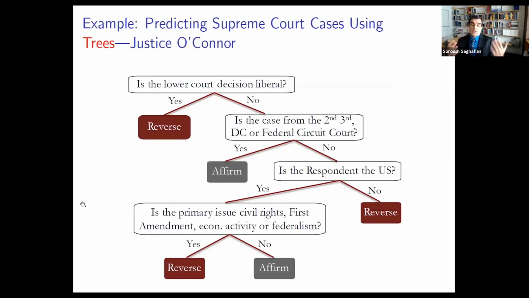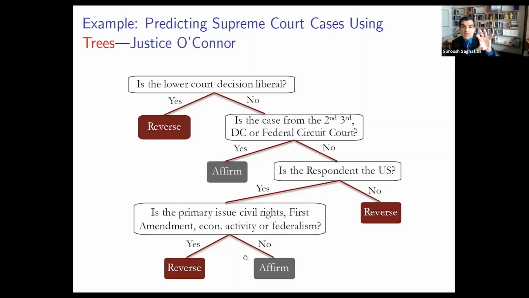And here you see that with random forests and decision trees, you can also come up with a representation of how justices decide. So this is for Justice O'Connor, who was in charge at that point. And the decision tree looks something like this. The algorithm says this is how I can predict what Justice O'Connor does. Is the lower court decision liberal or not? If it's liberal, then the algorithm predicts that the justice will reverse it. If no, then the second question is whether the case is from the second or third, DC or federal circuit court, and so on and so forth, right?